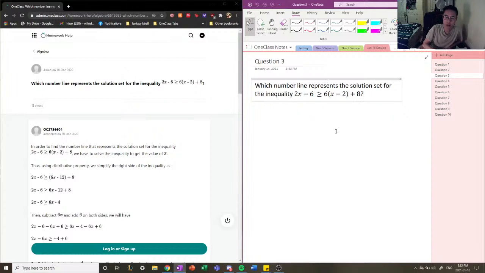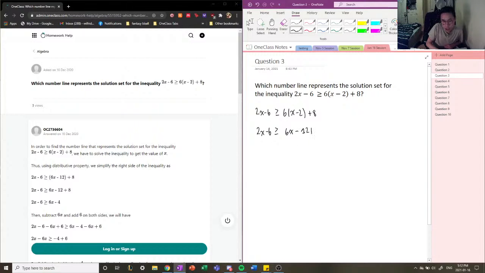The first thing we notice is that there's a variable x on both sides, which makes it very hard to guess or evaluate what values of x will satisfy this inequality. So we're going to manipulate our inequality to isolate x. Let me write down our inequality again: 2x minus 6 is greater than or equal to 6 times x minus 2, plus 8. First, I'm going to expand the right-hand side. So 2x minus 6 is greater than or equal to 6x minus 12 plus 8.